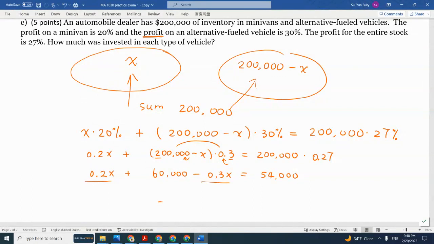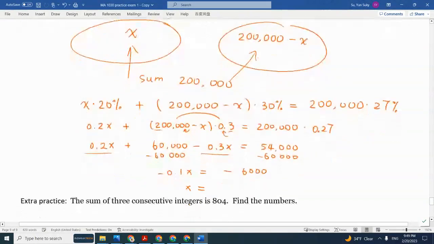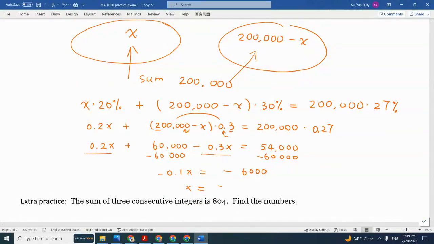0.2x minus 0.3x is negative 0.1x. And you subtract 60,000 on both sides. You get negative 6,000. So x is both sides multiplied by negative 10, or both sides divided by negative 0.1. Then the negatives cancel. Maybe let me write it down. Okay, divided by negative 0.1. Dividing by 0.1 is the same as multiplying by 10. So 60,000. So that is x.